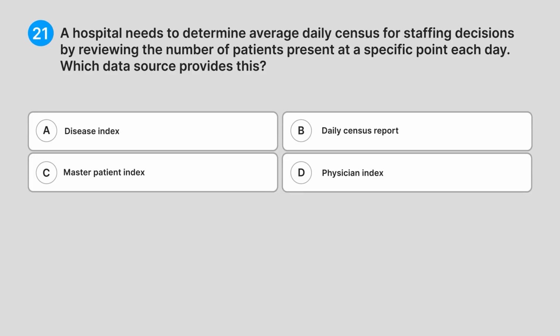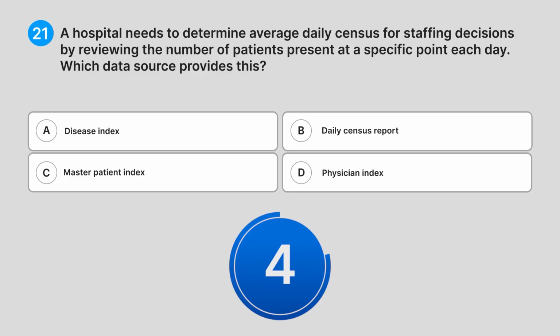21. A hospital needs to determine average daily census for staffing decisions by reviewing the number of patients present at a specific point each day. Which data source provides this? A. Disease Index. B. Daily Census Report. C. Master Patient Index. D. Physician Index.